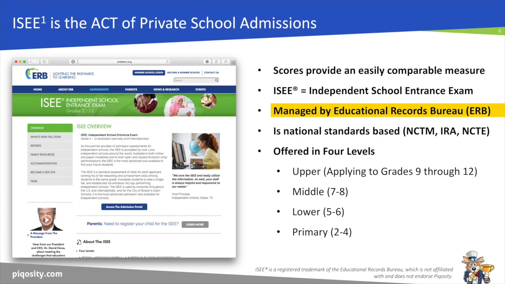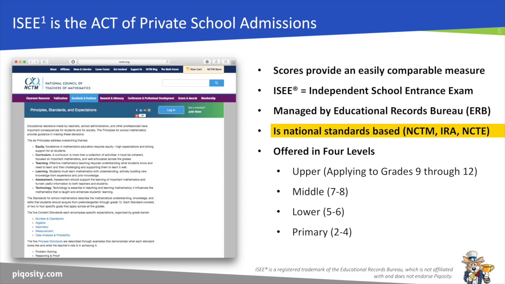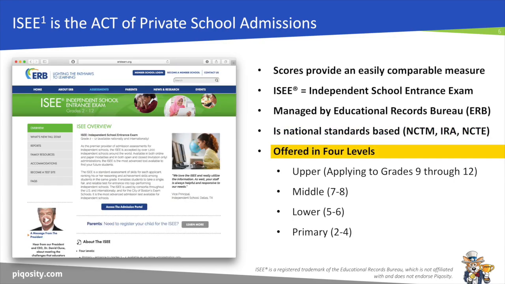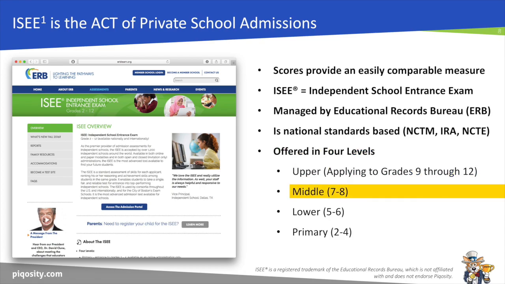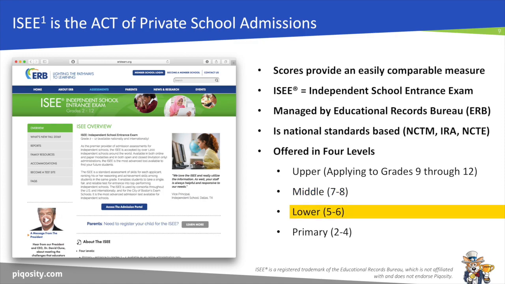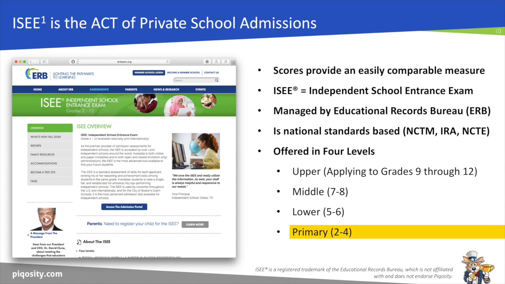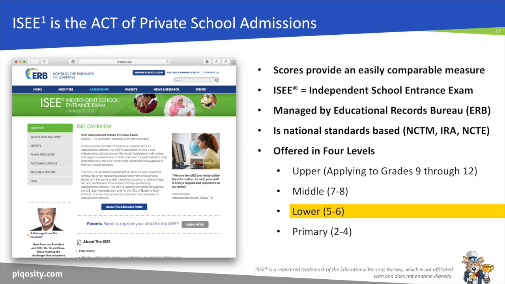You've probably heard of ERB before in the context of annual testing, particularly if your school administers the CTP4, which is somewhat similar to the ISEE. There are 4 levels of the ISEE depending on the grade level a student is applying to. Students applying to grades 9 through 12 take the upper level. Students applying to grades 7 and 8 take the middle level. Students applying to grades 5 and 6 take the lower level. Students applying to grades 2 through 4 take the primary levels 2, 3, and 4 respectively. In this video, we will discuss in detail the ISEE Lower Level for students applying to grades 5 and 6.